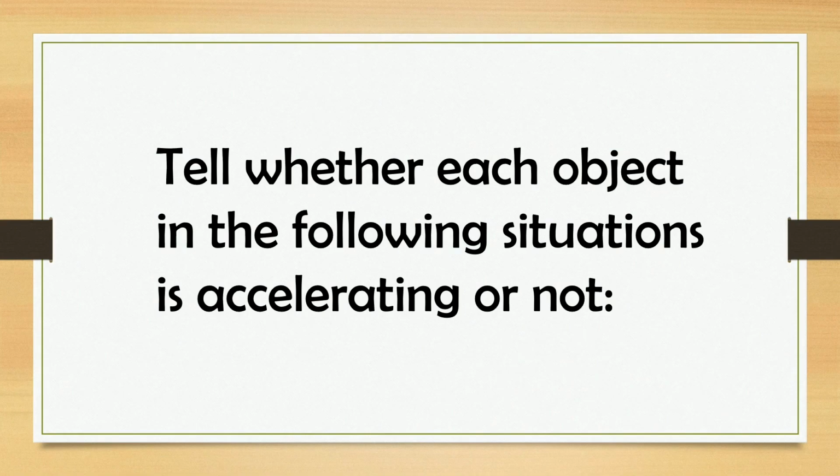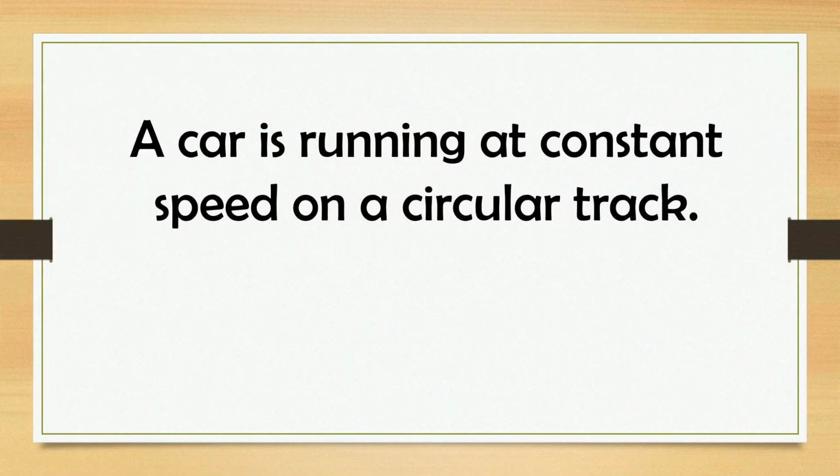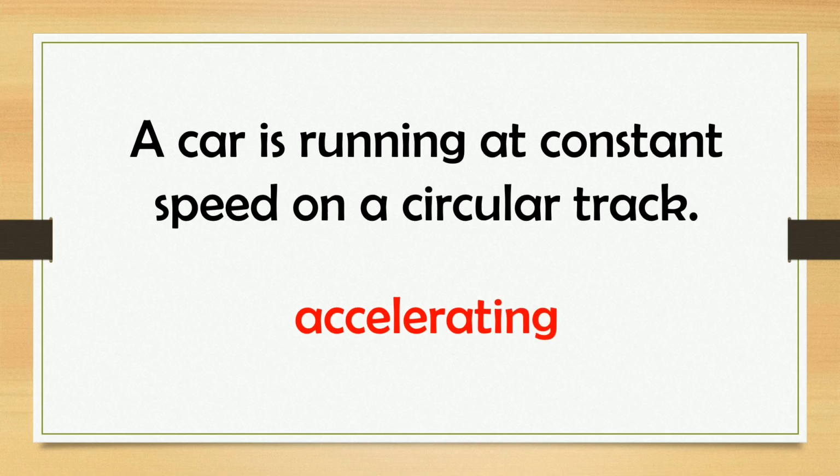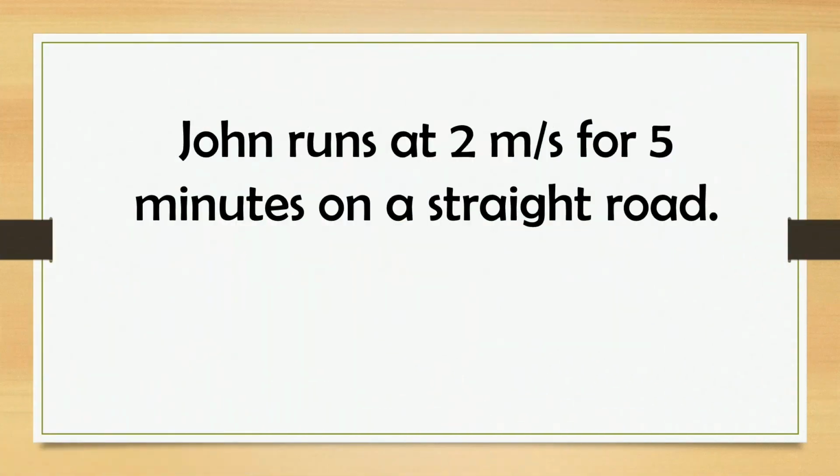Tell whether each object or body in the following situations is accelerating or not. Number 1, the car is running at constant speed on a circular track. The car is accelerating because it's changing direction.